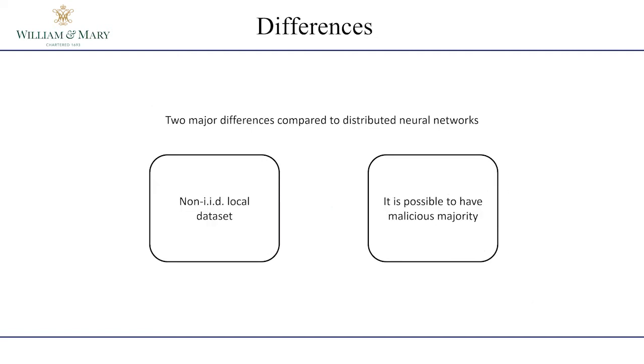However, although federated learning is a special kind of distributed learning, there are two major differences compared to distributed deep neural networks, which makes the previously proposed algorithms not work well in federated learning. First, the distribution of the dataset in each node may be different because data heterogeneity is an important feature of federated learning. So the dataset is non-IID. Second, it is possible to have a malicious majority.